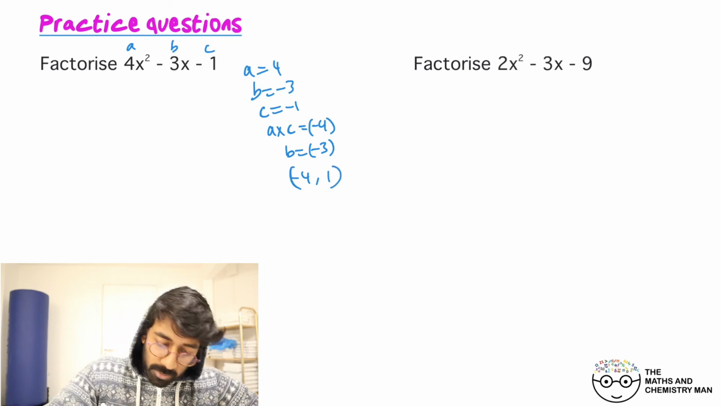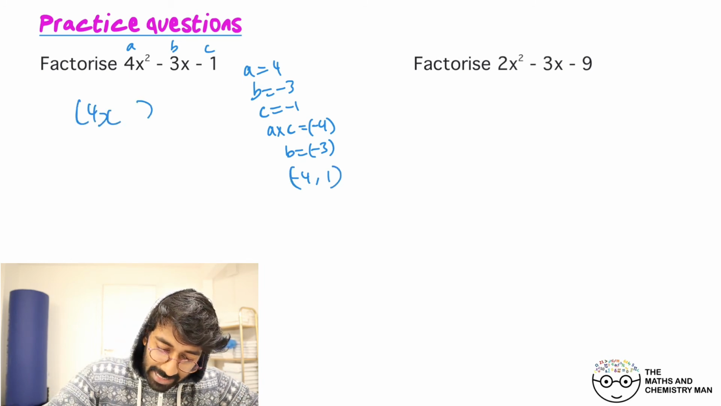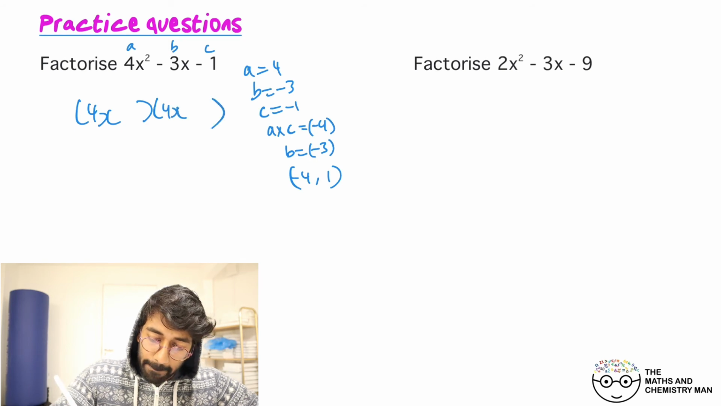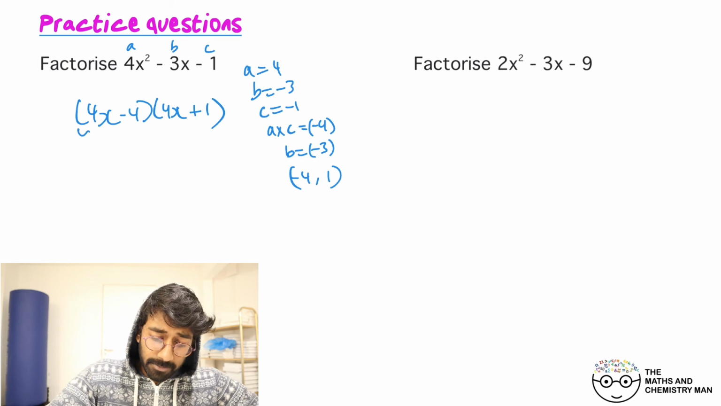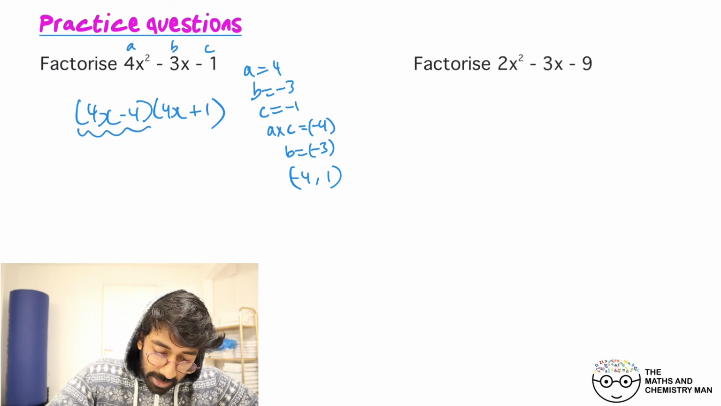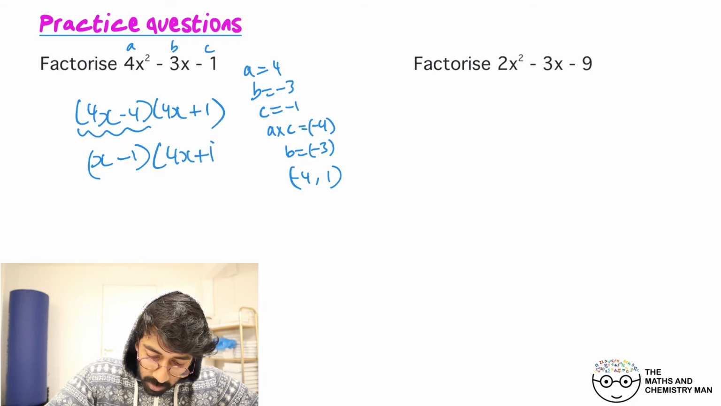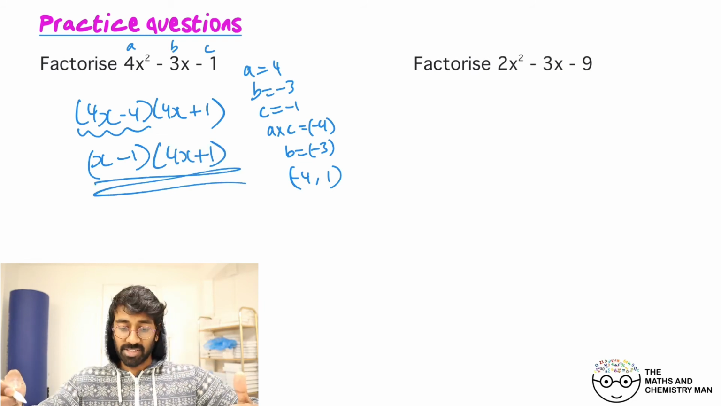Now what do we do with this? We set up two brackets, 4x at the front of each one. So like that. And then pop our numbers straight into there. So minus 4 and plus 1. We can simplify that one there. Divide everything by 4. So x minus 1, and then 4x plus 1. And there it is. There's our answer.